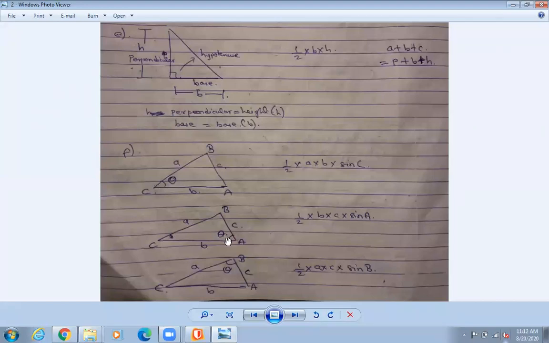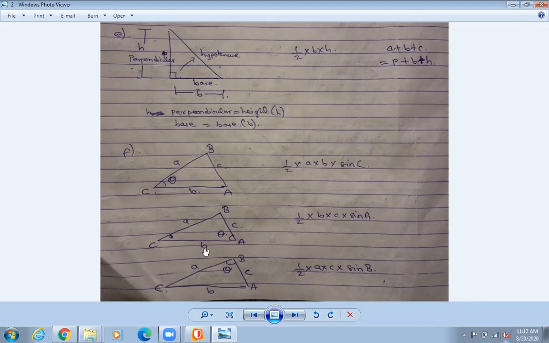If theta is over here, what are its two arms? One is C, one is B. That means half into B into C into sin theta, or sin A. A, B, C, all should be there. There should be all the alphabets over here. One should be in capital form, and two should be in small letters. The theta should be in the capital letter. So where is theta? Capital A.